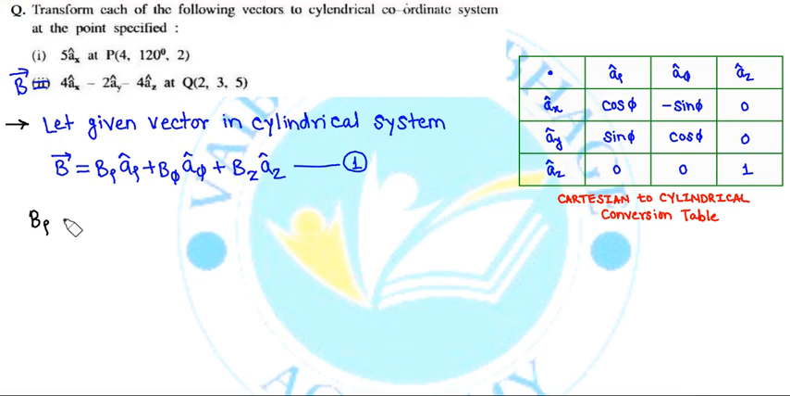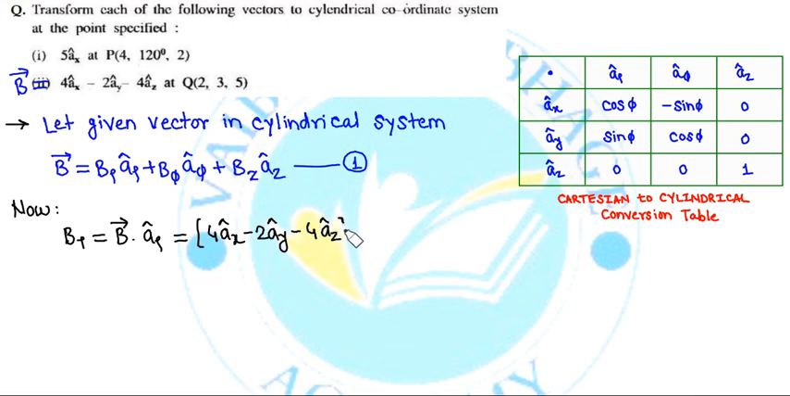As stated earlier, what is B rho? B rho is the projection of the given vector B in the a rho direction. And the given vector B that we have assumed is the vector of the second part of the numerical, that is 4 a x cap minus 2 a y cap minus 4 a z cap, having the dot product with a rho cap.